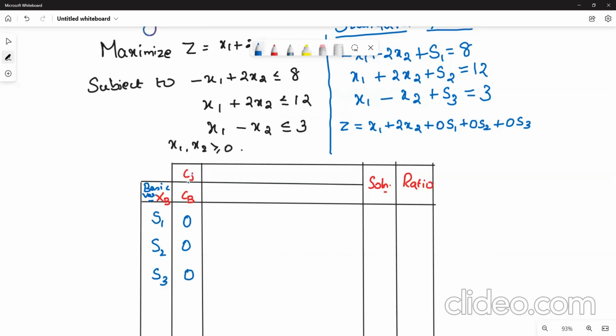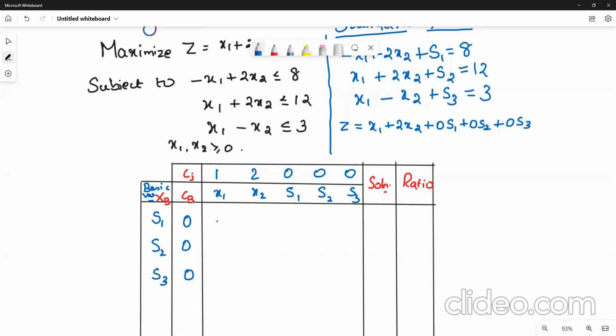Now what is Cj? Cj is nothing but the cost of the given objective function. How will you write the cost? That is nothing but the coefficients of the objective function. So it is 1, 2, 0, 0, 0. CB, the costs associated, we have written. The corresponding variables are x1, x2, s1, s2, s3. So here you have to write the corresponding variables.